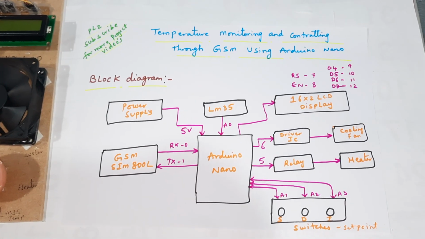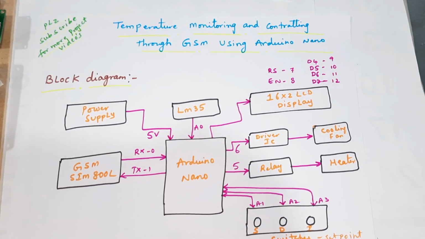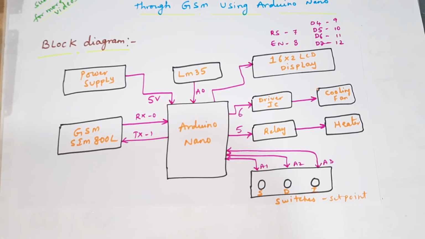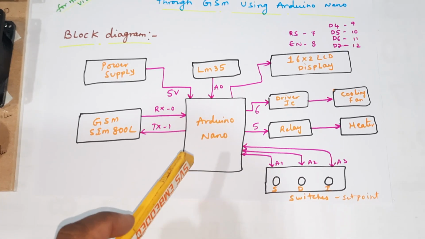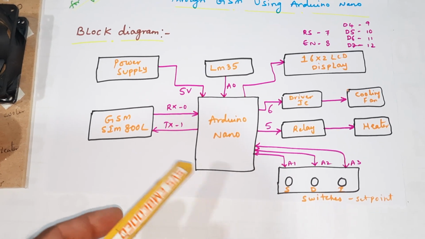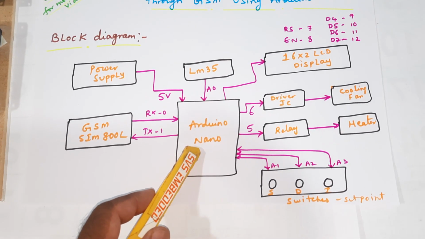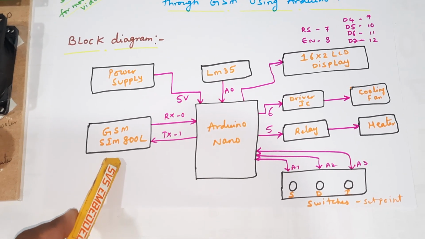The project title is Temperature Monitoring and Controlling through GSM using Arduino Nano. Here you can use Arduino Uno or Arduino Mega, that is your requirement. We are using Arduino Nano and GSM SIM 800L.